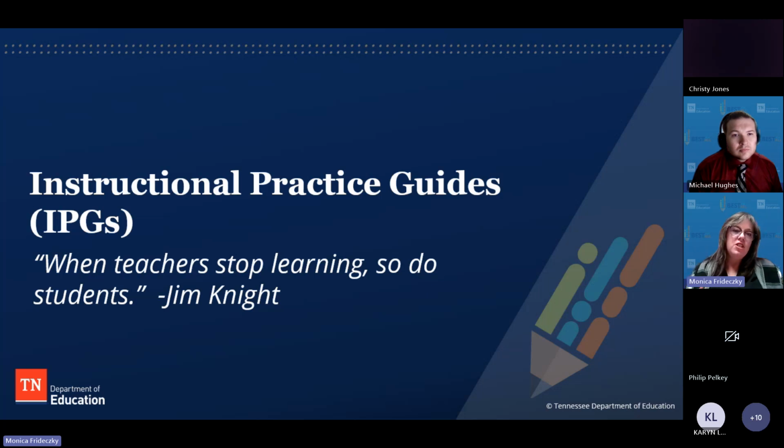So the IPG frames or positions the teacher, and any educator involved, as an investigator, a professional who is investigating their practice and refining their craft for increasing efficacy. So we want to model this as educators. We want to model this mindset that is driven to never stop learning. We want to model that for our students so that our students can mirror that.